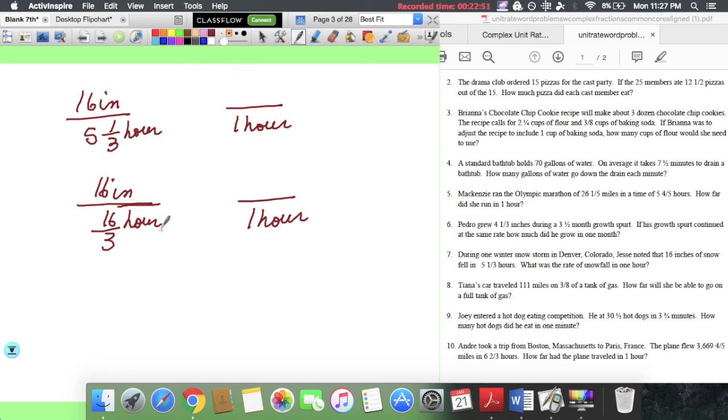To change that, I'm going to multiply top and bottom by 3/16. At the bottom, 16 and 16, 3 and 3 all simplify to 1, and that's how I get 1 hour. On the top, 16 times 3/16, the 16 and the 16 will cross out, leaving me with 3 on the top. So basically, it fell 3 inches per hour.